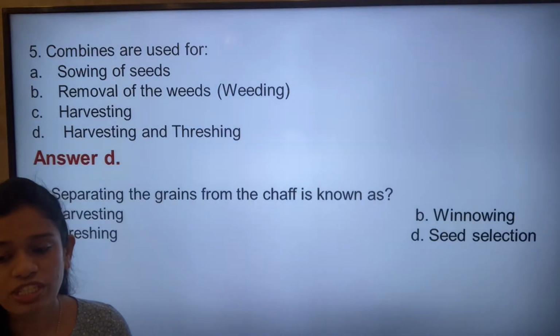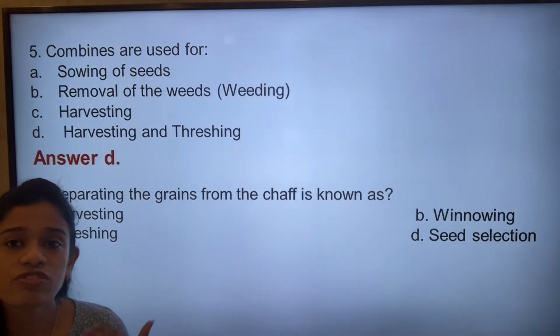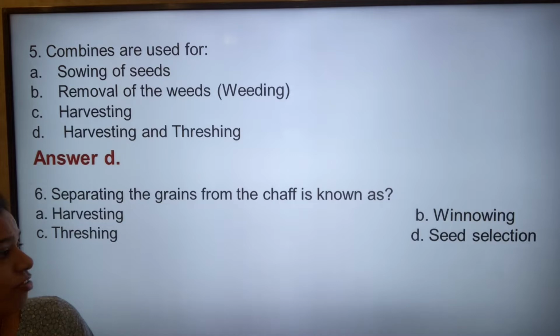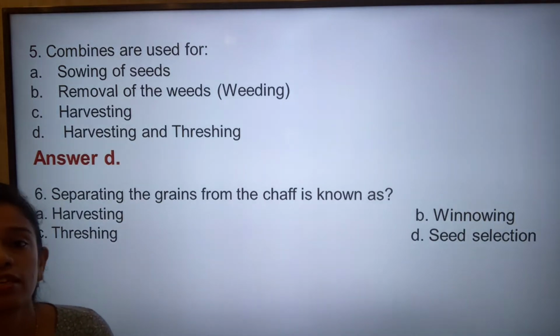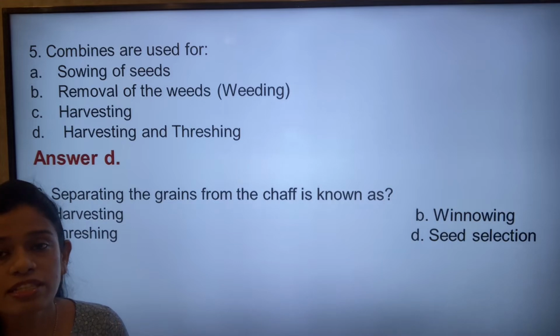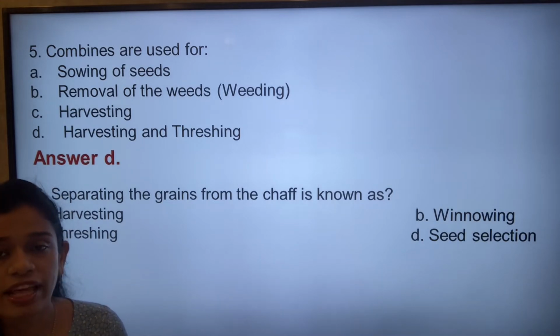The next question, separation of the grains from the chaff. The separation of the grains from the chaff is known as, first is harvesting, winnowing, threshing or seed selection. It is known as winnowing. The process of winnowing is the separation of the good seeds from that of the chaffy seeds by the help of the wind or by the help of air.